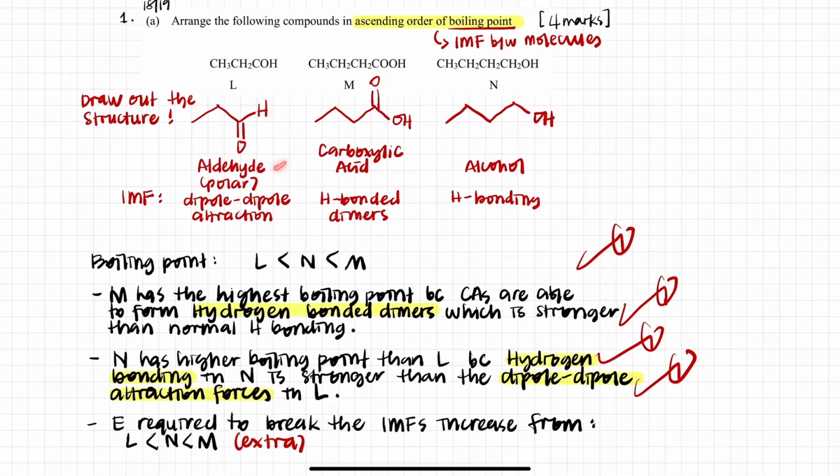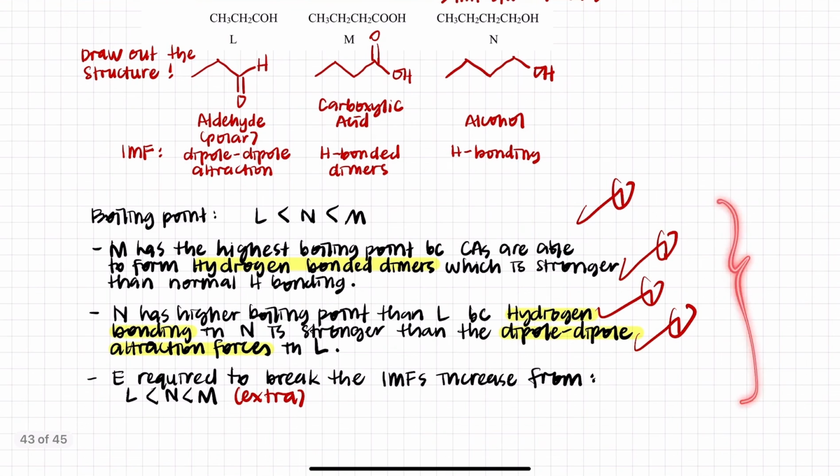So determine the functional group present. Is it a polar molecule or non-polar molecule? And then you want to determine the intermolecular forces. Obviously carboxylic acid can form hydrogen bonded dimers with itself. For alcohol, you have OH, so you can form hydrogen bonds. For aldehyde, it is a polar molecule. It cannot form any hydrogen bonds, but it can form dipole-dipole attraction. So this is the answer for number 3.